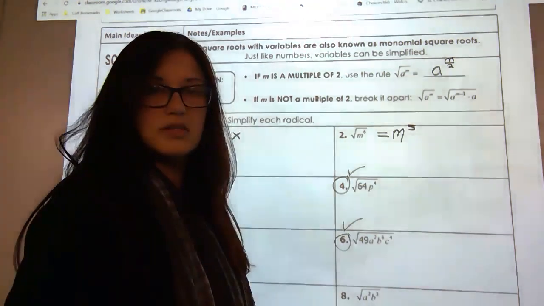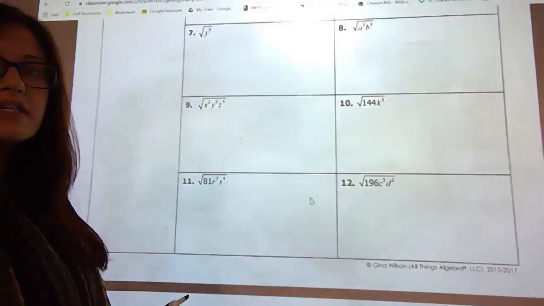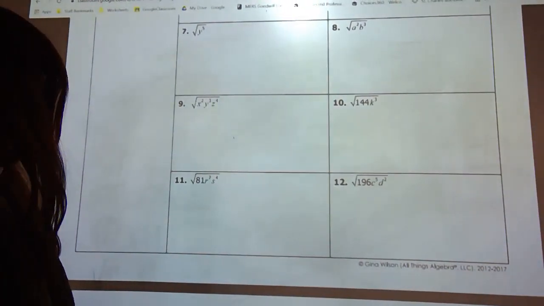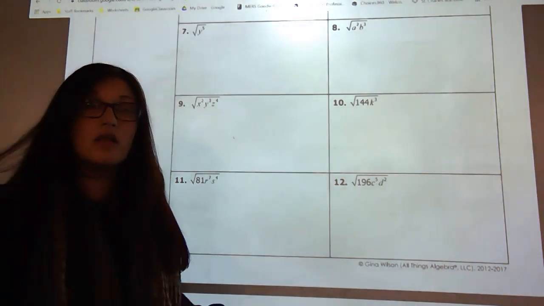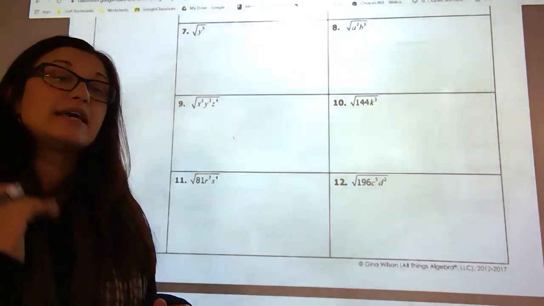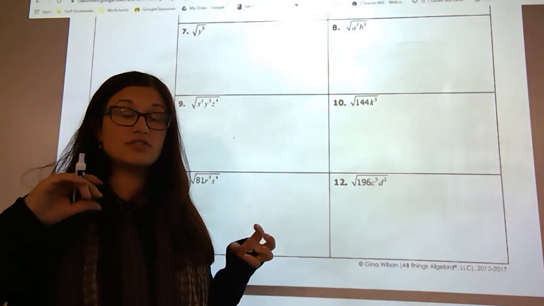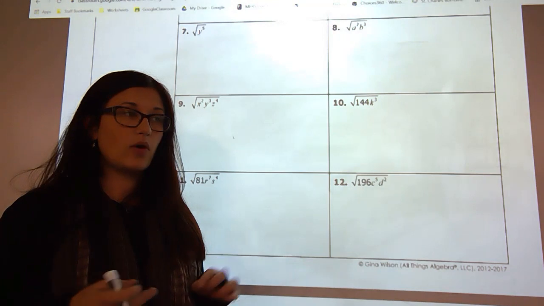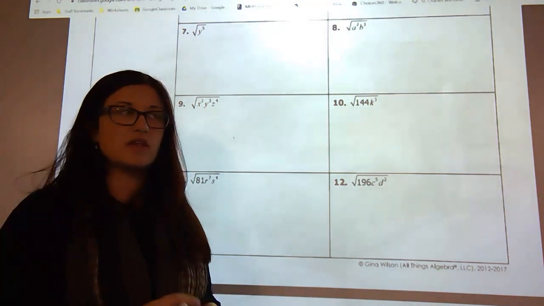Okay, do number 6. Now we're going to see some odd-powered exponents. So y to the 5th. Y to the 5th is not a perfect square, because there's an odd number of factors of y. A perfect square has only even powers.